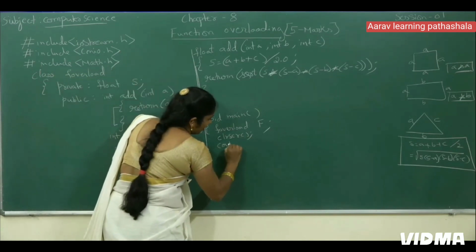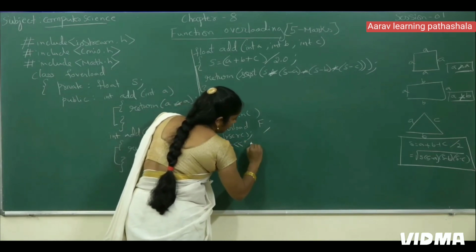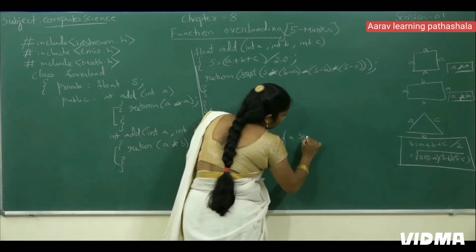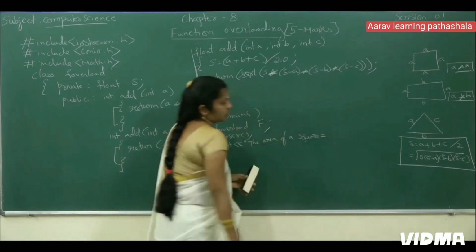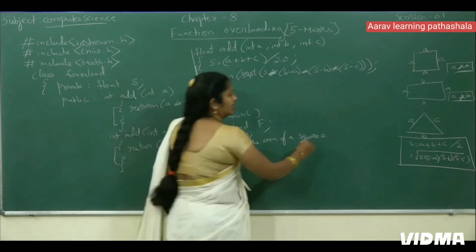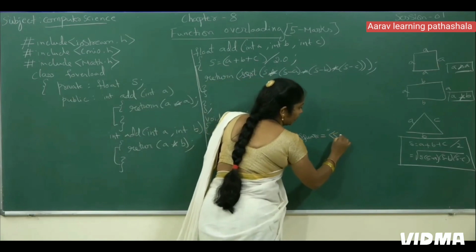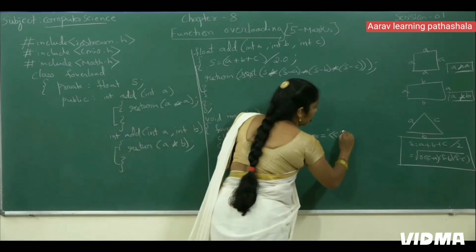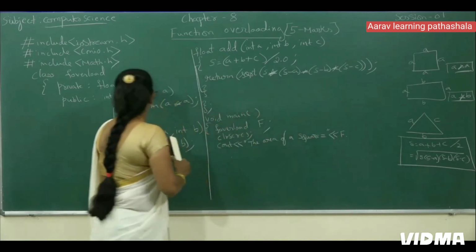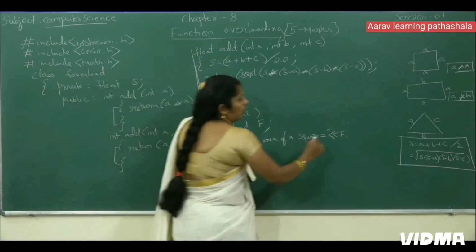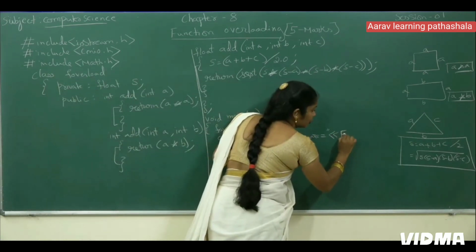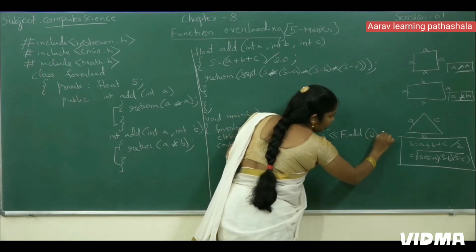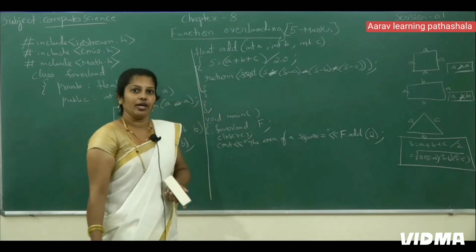Cout, insertion operator, the area of a square equals. Then display the value. Insertion operator, call the function: object name dot. What is the function name here? We have the first function, add. After the object name, you have to put one single dot, then add. Inside the bracket I write the value. The first function will go to execute.